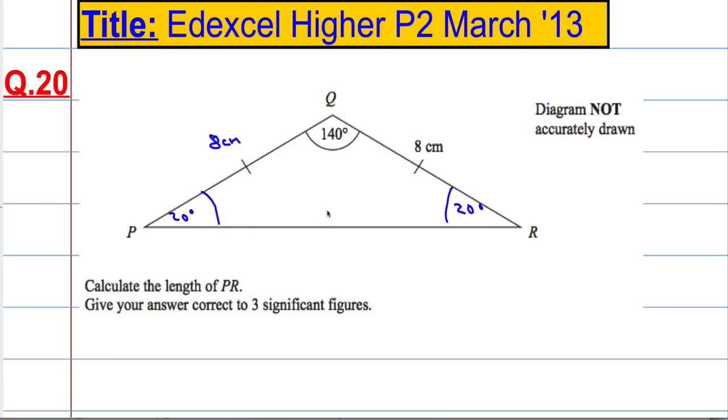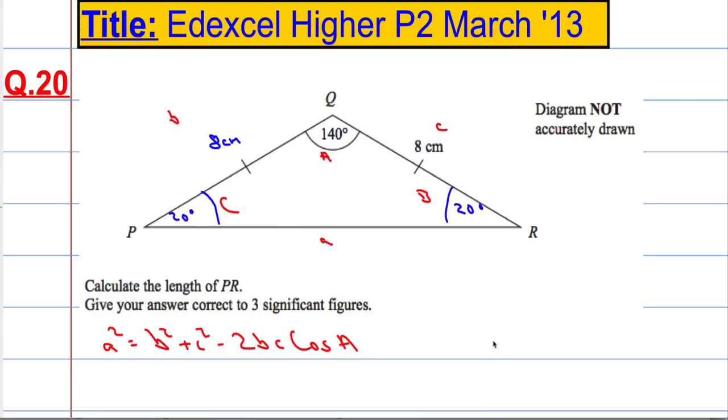If this was the side A, that would be the angle A. Call this the side B, that would be the angle B, and this would be angle C, this is side C. So I could say that A squared equals B squared plus C squared minus 2BC cosine A. And using that formula, I can work out the length of A. Another way we could do it is using the sine rule.